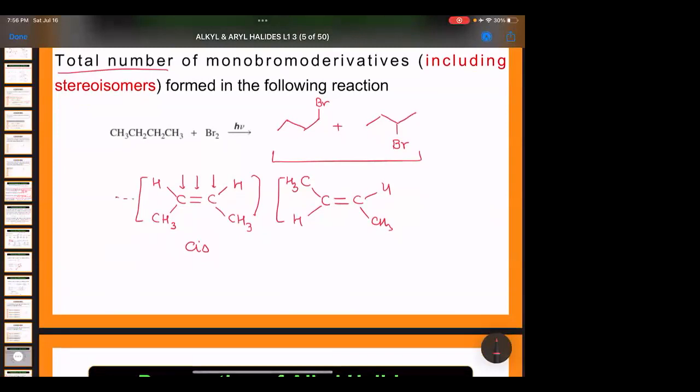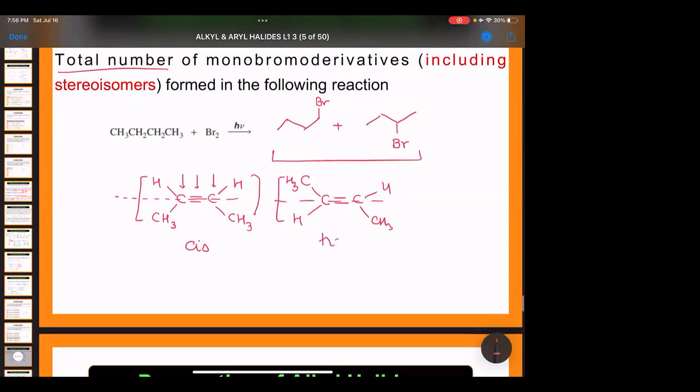And you can see over here that the two groups are on the same side or opposite side, okay? This is actually the main difference, same side or opposite side. So these are stereoisomers, and geometrical isomers are actually stereoisomers, right? Clear? Yes, sir.